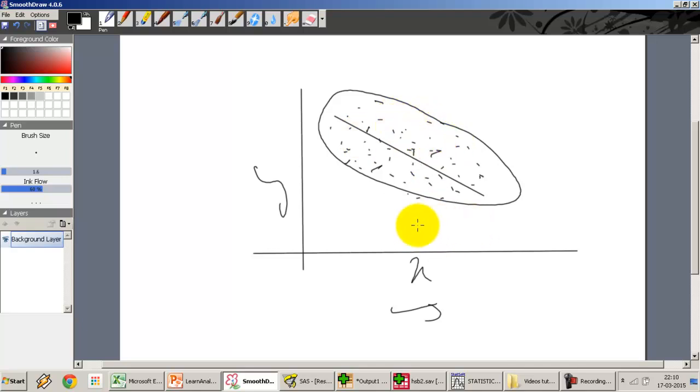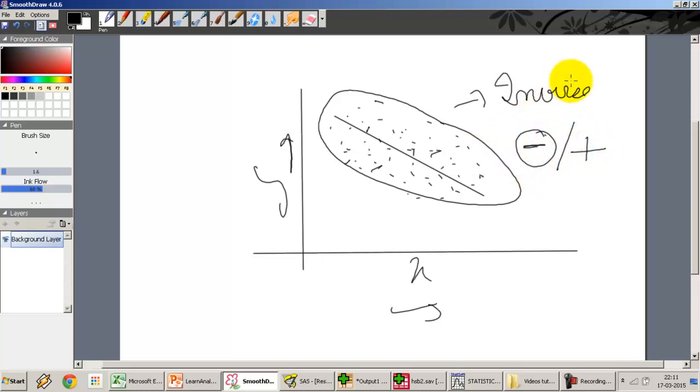So as x increases, the value of y starts to decrease, or if y increases, the value of x starts to decrease. So this is an inverse relationship. In this case, the correlation will be high, but it will be negative. So the sign of the correlation, negative or positive, simply tells us whether the correlation is direct or inverse. The closer the value towards 1, the stronger the relationship.